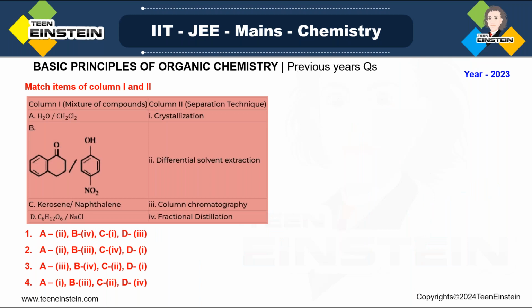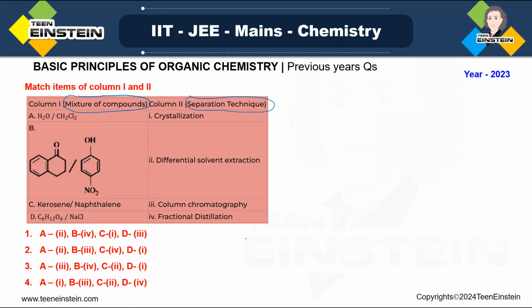Match the items of column 1 and column 2. In column 1 we have some mixtures of compounds, and in column 2 we have the names of separation techniques. We have to find which one matches with what. The first mixture is water and CH2Cl2, water and dichloromethane.